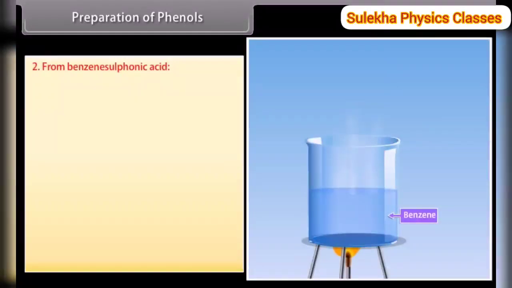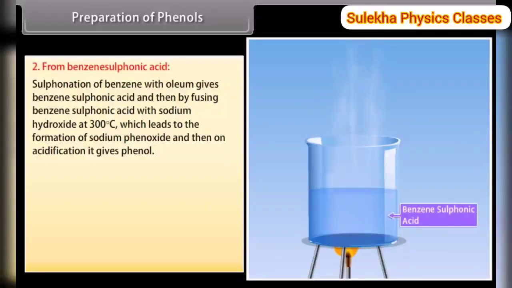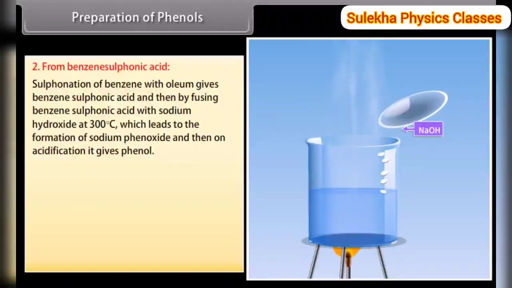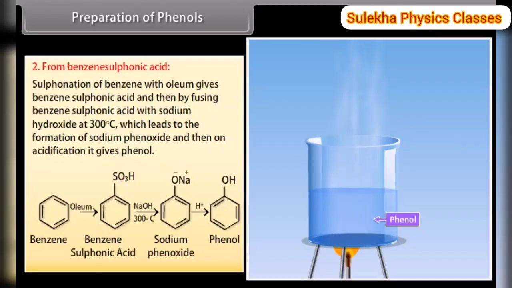From benzene sulfonic acid. Sulfonation of benzene with oleum gives benzene sulfonic acid, and then fusing benzene sulfonic acid with sodium hydroxide at 300 degrees Celsius leads to the formation of sodium phenoxide, which on acidification gives phenol. Benzene sulfonic acid is heated with sodium hydroxide to form sodium phenoxide, and on acidification of the solution, it results in phenol.